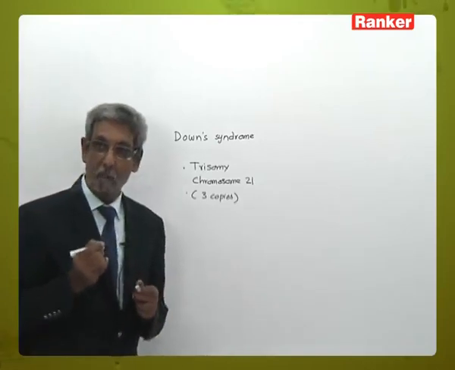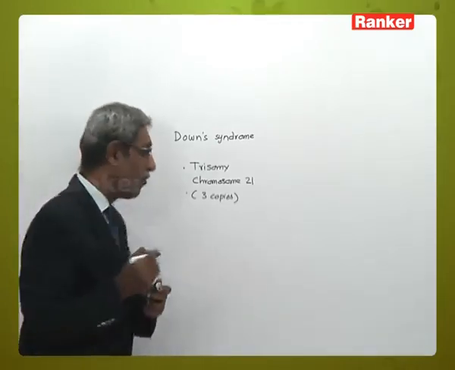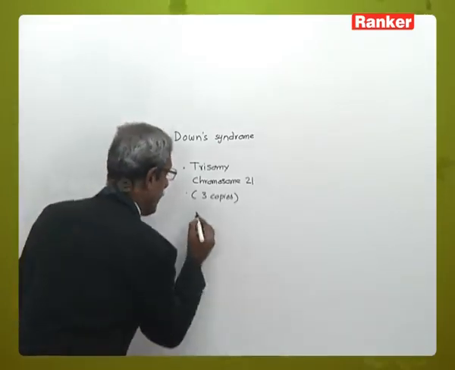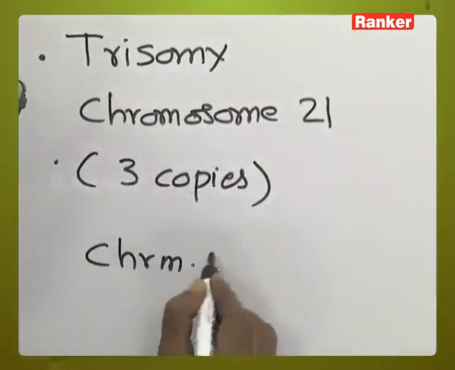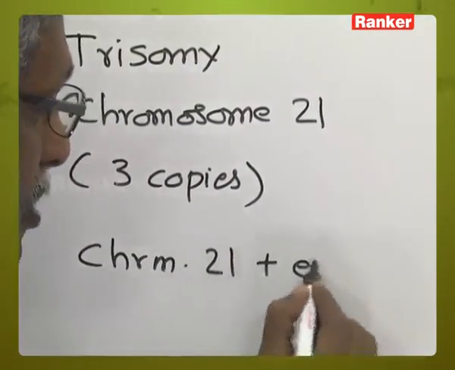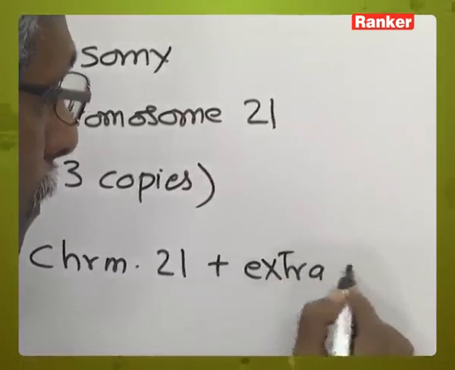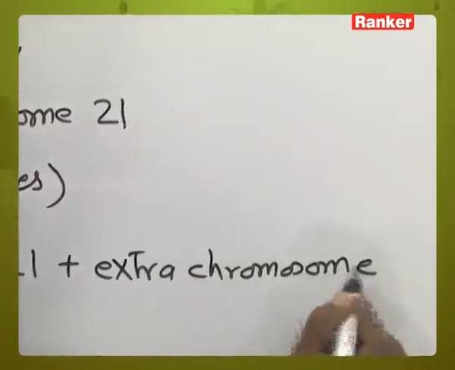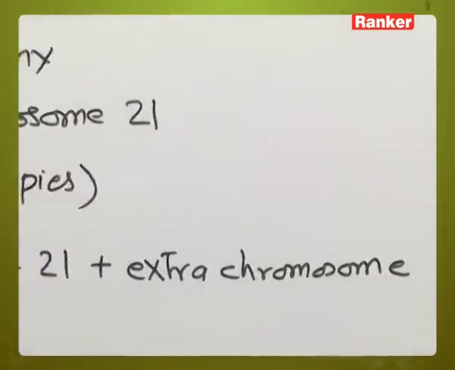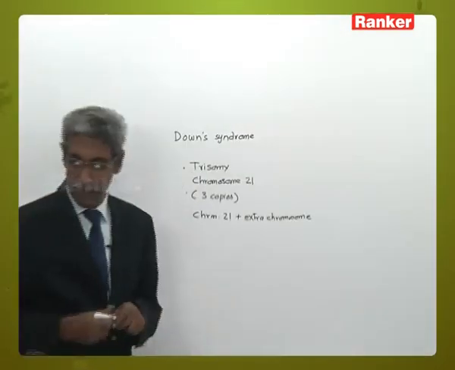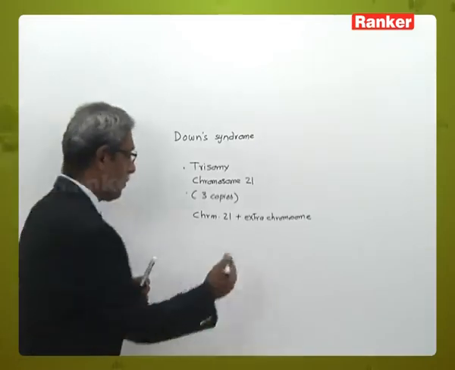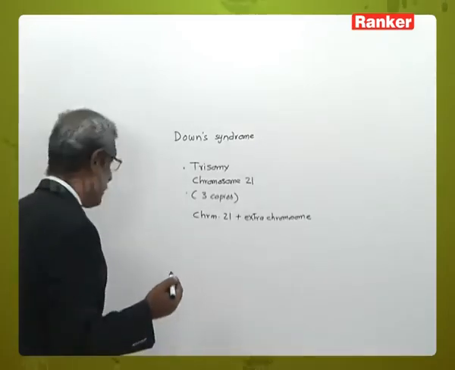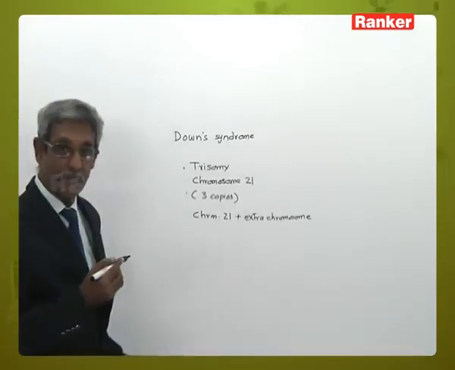There is the presence of an extra chromosome of chromosome 21. So, chromosome 21 has an extra chromosome. An extra chromosome is added. There is an add-on of the chromosome. The extra chromosome is predominantly added.